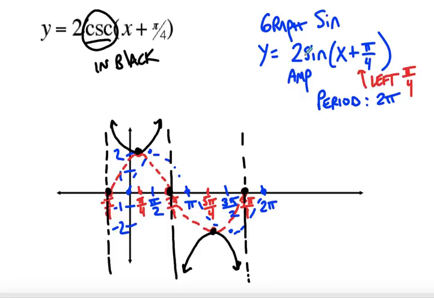So again, the blue was just the period and the amplitude. The red was our shift to the left. And then the stuff in black is the actual final answer. Okay, let's try another one.